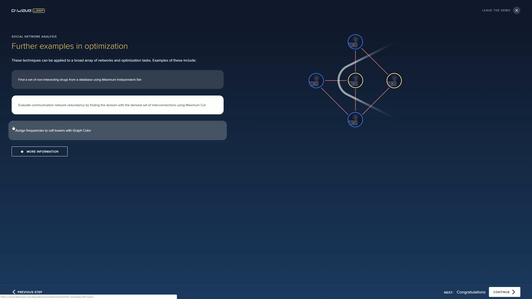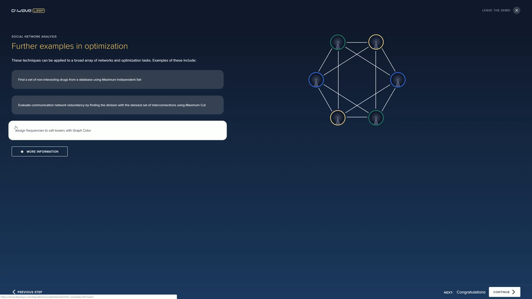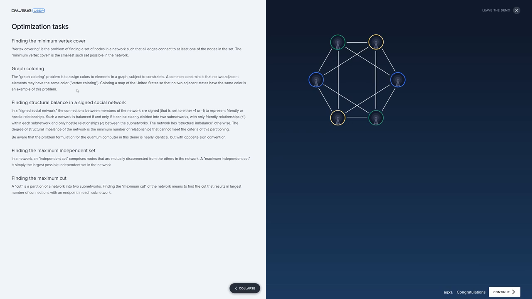Assign frequencies to cell towers with graph coloring. Okay, got it. You can read it here too. Optimizing tasks: finding the minimum vertex cover. We already were there, right? Minimum vertex cover. Graph coloring, we already had that.